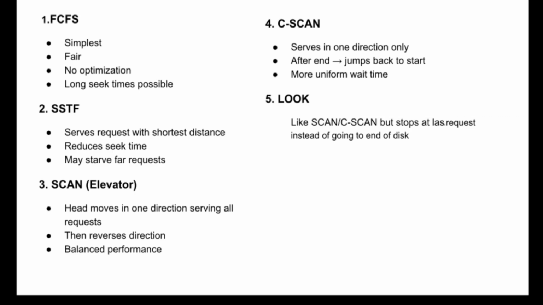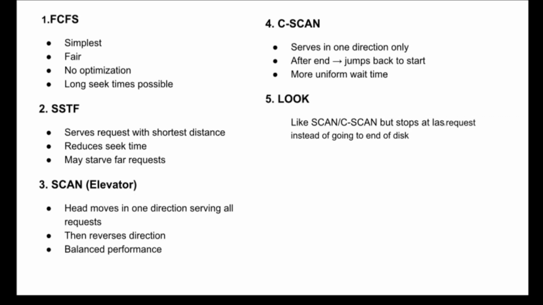First one, FCFS, first come first serve. As the title shows, the first to come will be served first. So this schedules requests in the order they arrive. It is simple and fair, but it does not minimize head movement. Next, SSTF, shortest seek time first. This selects the closest request to the current head position. It reduces seek time, but can cause starvation for far requests. So it takes the shortest one first, and the far request will take more time.